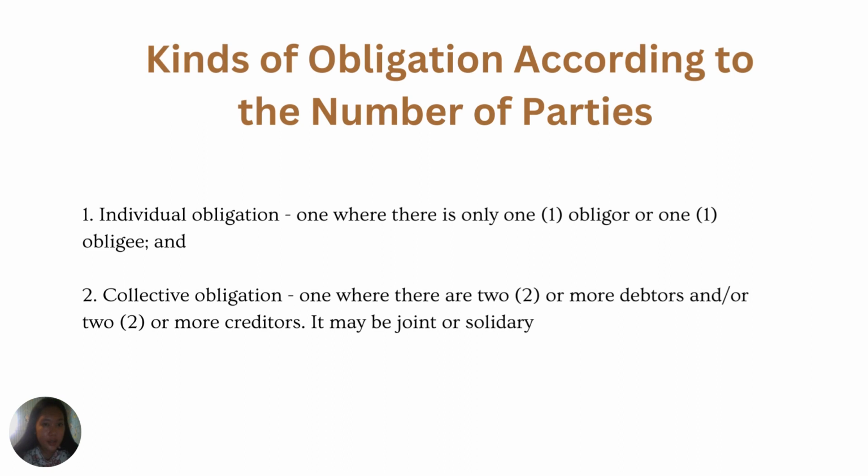So there are kinds of obligation according to the number of parties. First is the individual obligation. It is one where there is only one obligor or one obligee. And we have the collective obligation. It is one where there are two or more debtors and two or more creditors. So it may be joint or solidary.